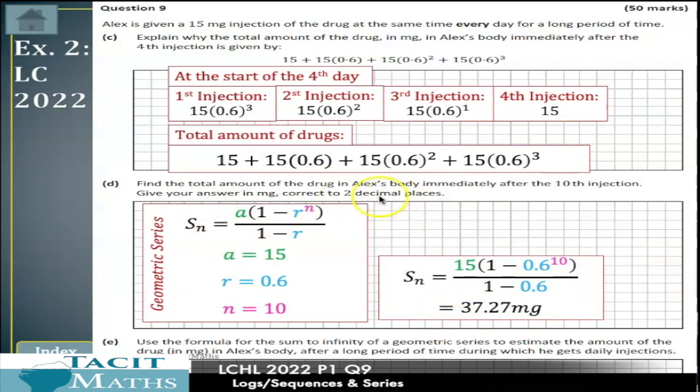And the reason that's frustrating is they could have also asked how much is in his body after the 100th injection. And if your only approach to answering this question is to do it the manual way, there's no way you're going to be able to do it with the 100th injection. You'd be there all day doing it. So just make sure that when it's a geometric series or an arithmetic series, you're using the formula as opposed to the manual method.